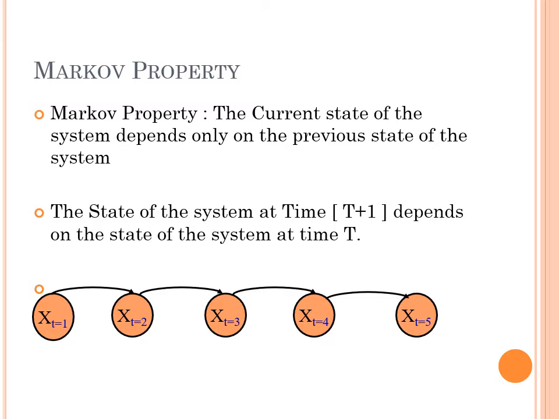Properties of Markov model. The Markov property: the current state of the system depends only on the previous state of the system. That is the Markov property. For example, the state of the system at time t plus 1 depends upon the state of the system at the previous time, that is time t.